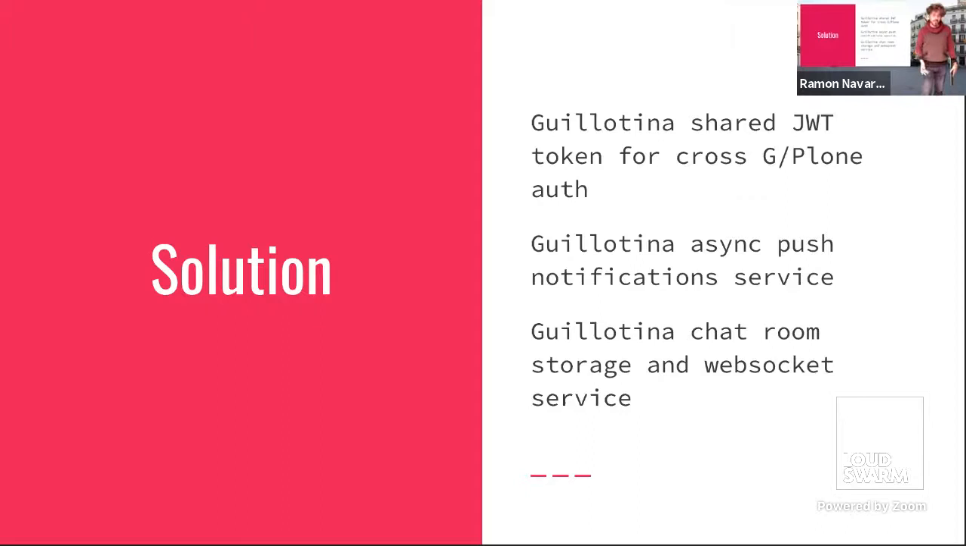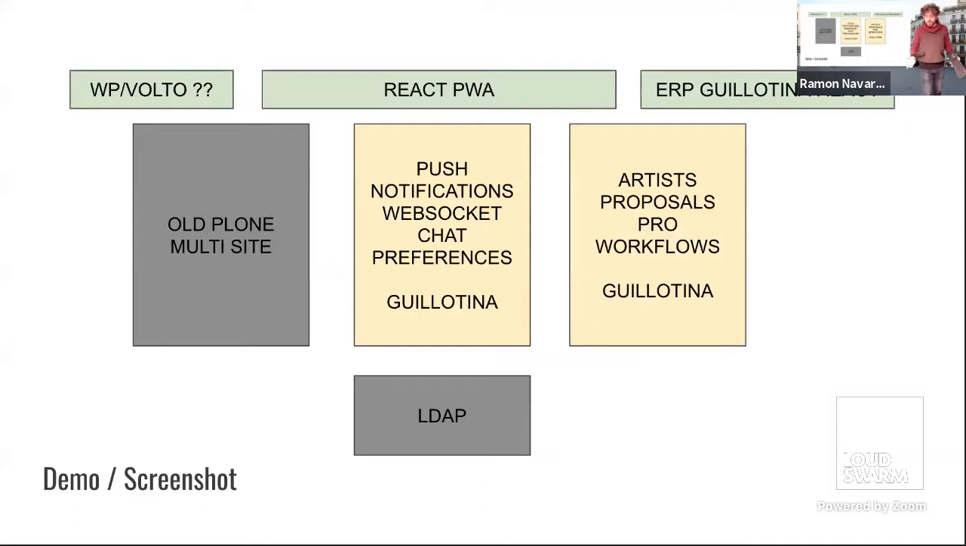So the end result is that we have the whole Plone site, the multi-site with a lot of content, or more than 5 years of information there. Then we have a Guillotina with that implemented push notification, user preferences, chat with WebSocket and all the SyncIO movements. And then we have a new Guillotina that we are doing this year, that is the one that is going to handle all the proposals, workflows.